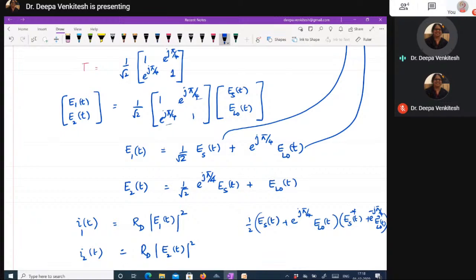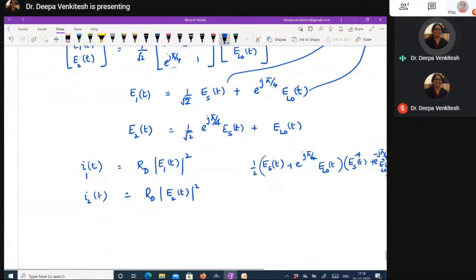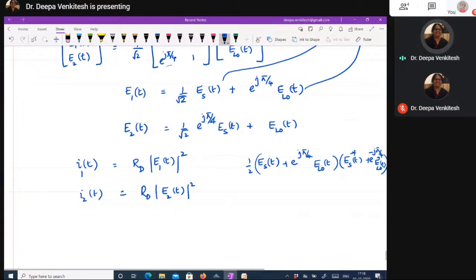So you can find out photocurrents I1 and I2. And then what I'm asking you to find is the sum of squares of photocurrents, I1 square plus I2 square. So you'll have to substitute this, you would get the photocurrents, and you find the sum of squares. And the reason I'm asking you to find that is that the sum of squares of AC components will actually give you the signal current, the signal power.